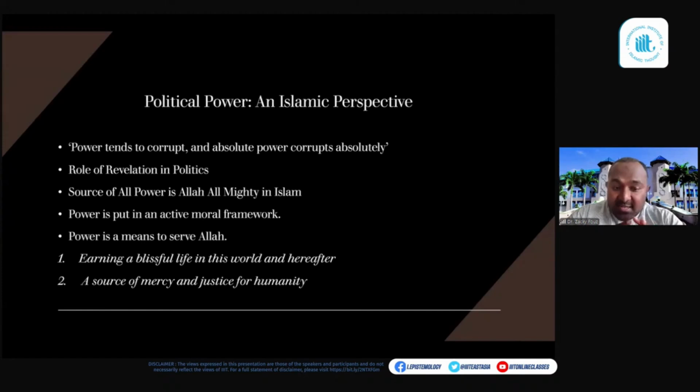If you forget these principles defined by the revelation, you will end up as the first statement tells us. It will corrupt us, and if we get absolute power, it will corrupt us absolutely. If you want to escape from this destiny, you need a revelation. You need the Islamic ethical framework to guide you in managing political power.